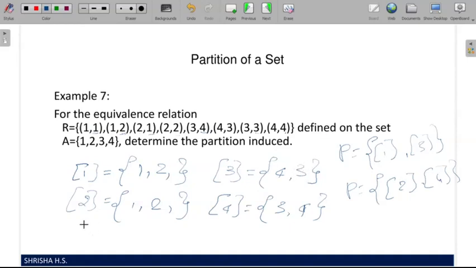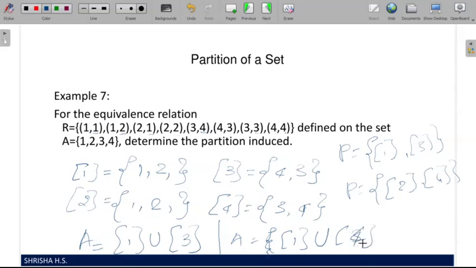So set A is made up of the partition set of 1 union the partition set of 3. Or you can write set A is made up of the partition set of 1 union the partition set of 4. Or 2, 3, so you can do the combination. This is what the question says: determine the partition induced. So this is the answer.